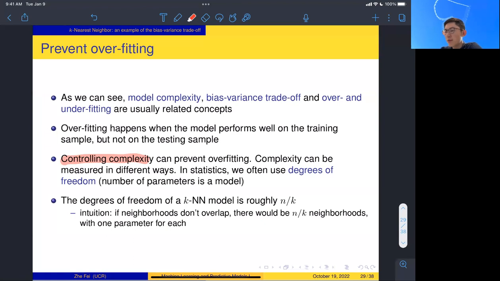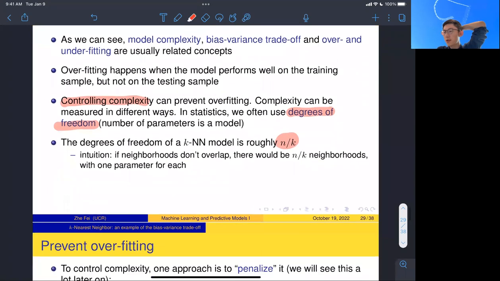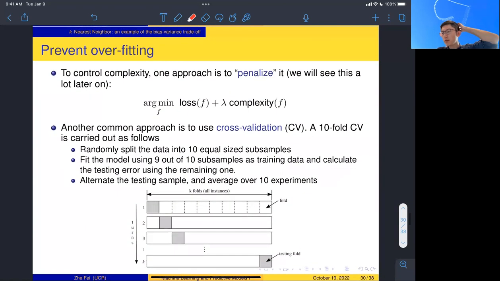One way to measure complexity is what we call the degrees of freedom. I suppose many of you must have heard of degrees of freedom. Degrees of freedom basically measures the number of parameters in the model. For k nearest neighbor, the degrees of freedom is roughly n over k. It's not exact, but it's an approximation that gives us a sense. As k increases, the degrees of freedom decreases, meaning it's a simpler model. So we want to introduce degrees of freedom to prevent overfitting or to control complexity.